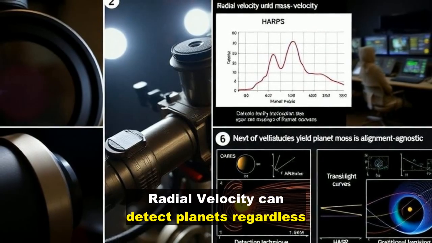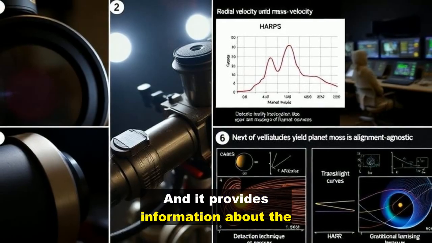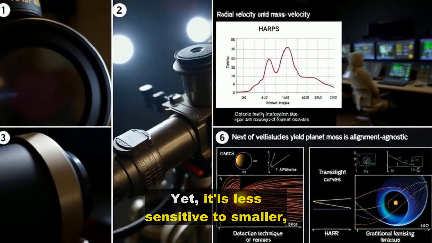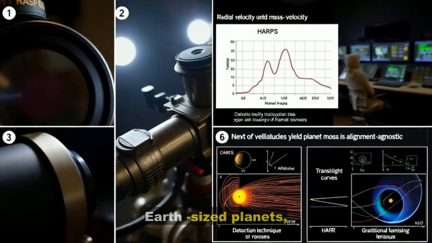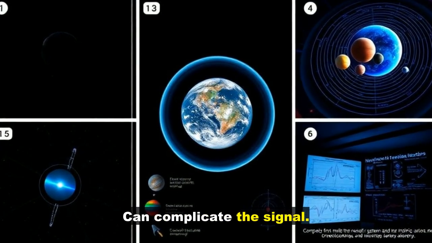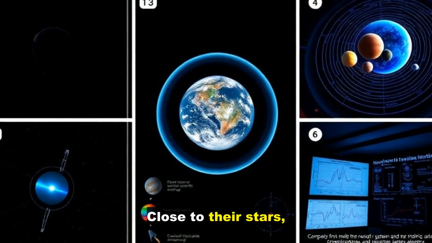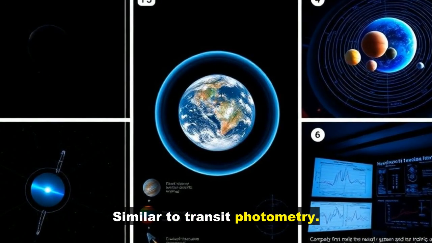Radial velocity can detect planets regardless of their orbital alignment, and it provides information about the planet's mass. Yet, it's less sensitive to smaller, Earth-sized planets, and the presence of multiple planets can complicate the signal. Moreover, it's biased towards detecting planets close to their stars, similar to transit photometry.